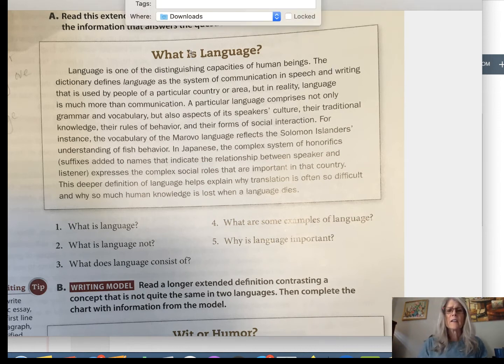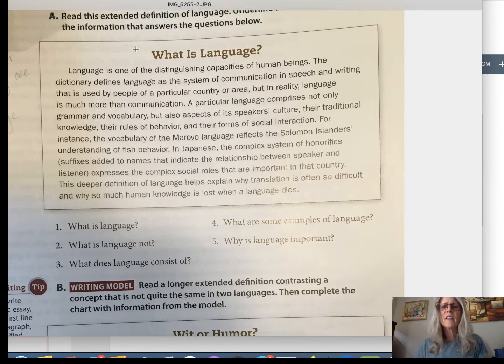So we have a little bit more on the definition, and then it gets into what it is not. Because if you look at this, it says, a particular language comprises not only grammar and vocabulary, so it is saying it's not limited, but also aspects of the speaker's culture, their traditional knowledge, their rules of behavior, and their forms of social interaction. So it told us what it is not, and it also told us a little bit about what it consists of.